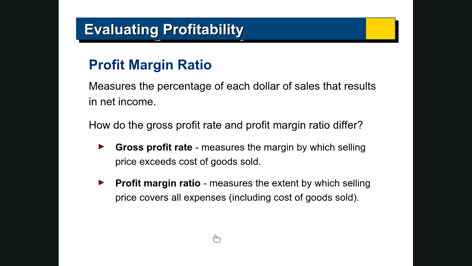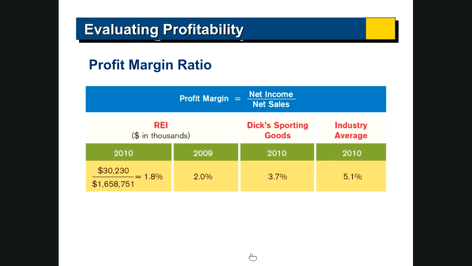The second thing that we want to look at is the profit margin ratio, which is calculating the net income divided by net sales. So instead of cost of goods sold, now we go to the bottom line. So here again we have the net income on top, and we have the net sales. Before we had gross profit on top and net sales in the bottom. So now net income is the bottom line.